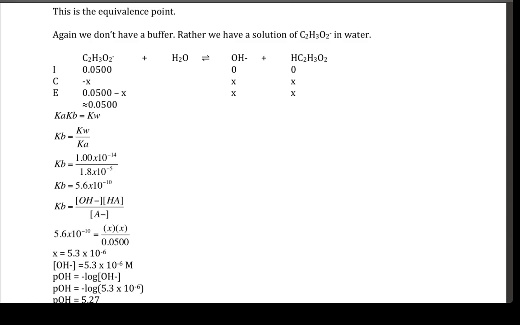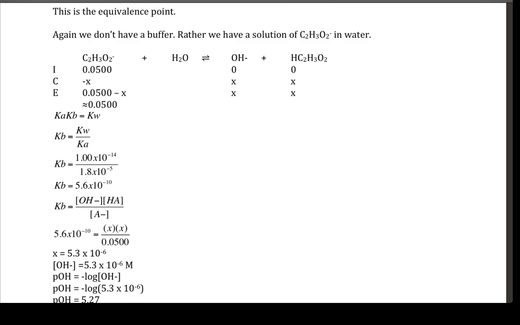So we have Ka, we were given that in the problem. The expression is Ka times Kb equals Kw. Kb equals Kw over Ka. So we have Kb equals 1.00 times 10 to the minus 14 over 1.8 times 10 to the minus 5. Kb equals 5.6 times 10 to the minus 10.